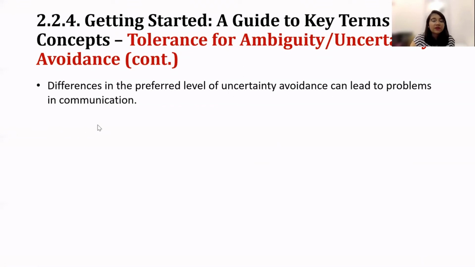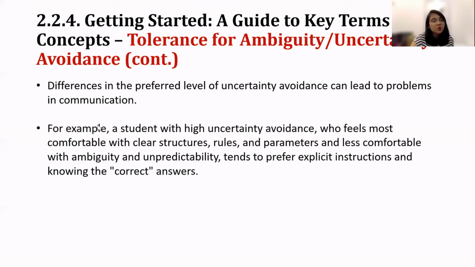Differences in the preferred level of uncertainty avoidance can lead to problems in communication. That's why it is highlighted here, so that when uncertainty happens, when unexpected things happen in our communications, we know what to do, or at least we know that we should expect such a situation or issue in our communication. The example for that is like this.